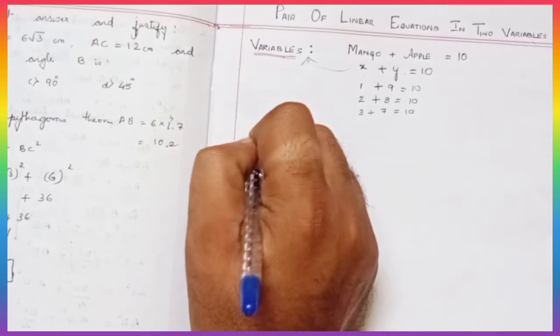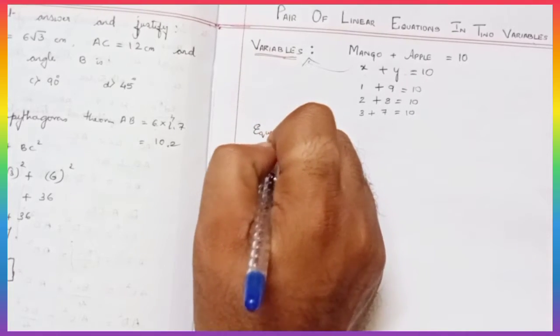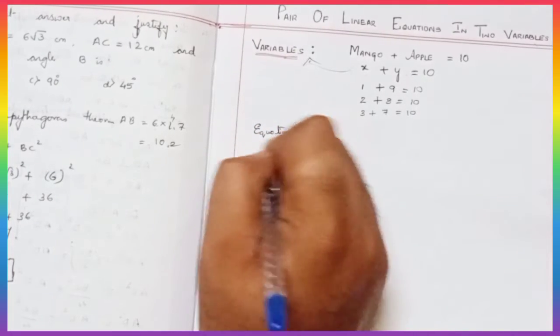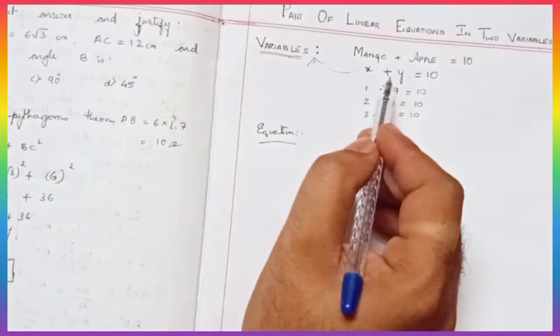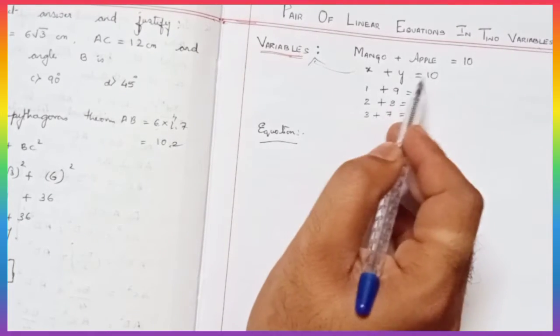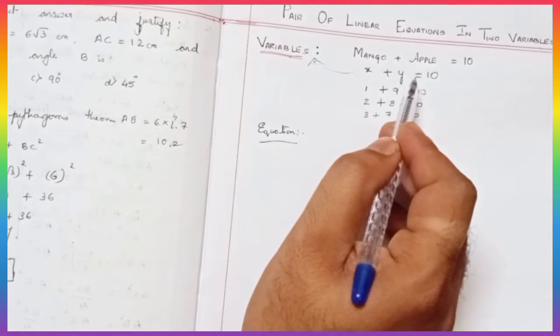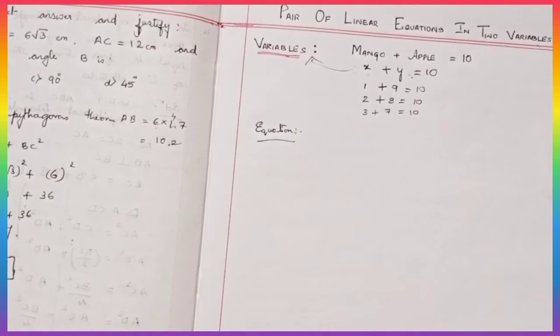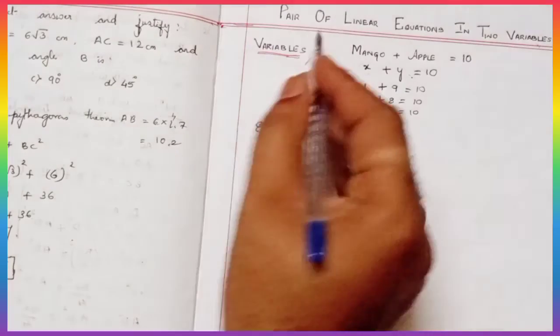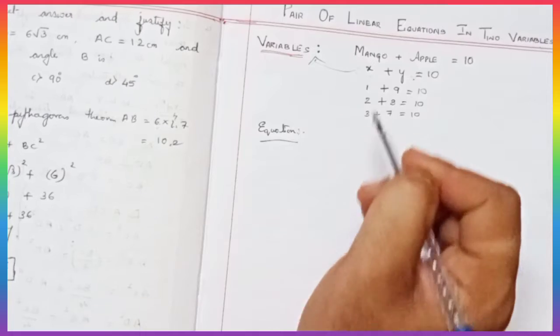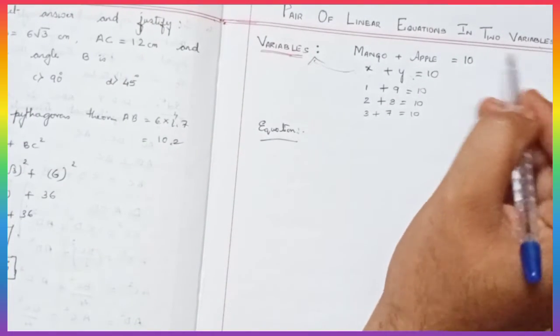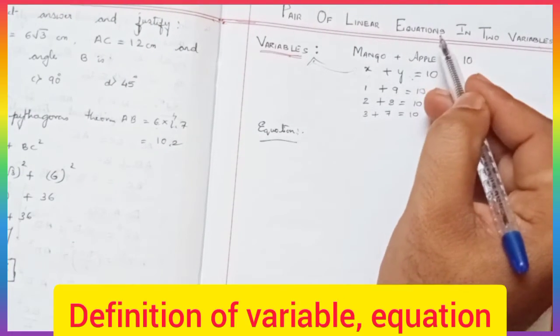I hope you are getting an idea of what is called an equation. Equation means equating one thing to another thing, so in between those two things there should be an equals symbol. That is called an equation. Pair of linear equations: we know what variables are, we know what two variables are, and we know what an equation is.